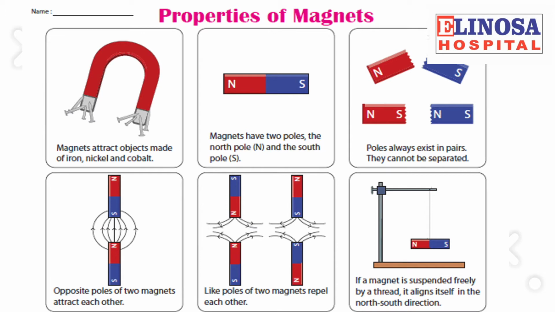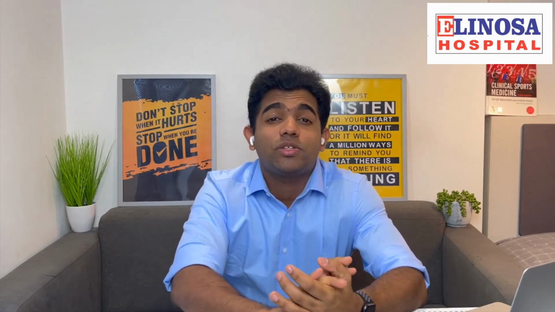You can see from these diagrams, opposite poles of the magnets attract each other and same poles repel each other. And if a magnet is suspended freely by a thread, it always aligns in the north-south direction. That's why magnets were used to help with direction in earlier generations for sailing and so on. That's not very important. Something else that is important again is magnetic lines of forces.